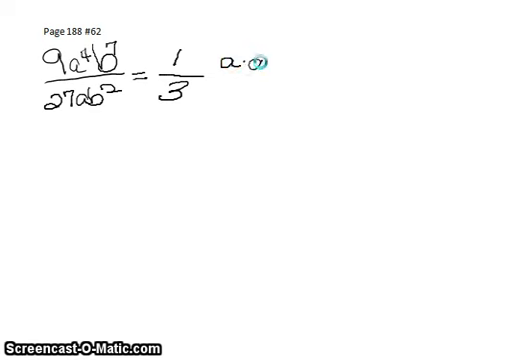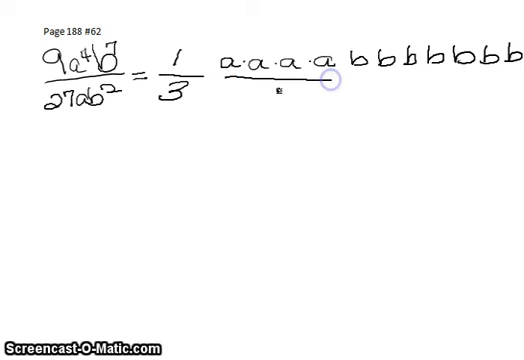I have A times A times A times A. And I have 7 B's. B, B, okay, 7 B's. Let me see. 1, 2, 3, 4, 5, 6, 7. Look at that, I can count. Okay, on the bottom, I have a single A, and I have 2 B's.